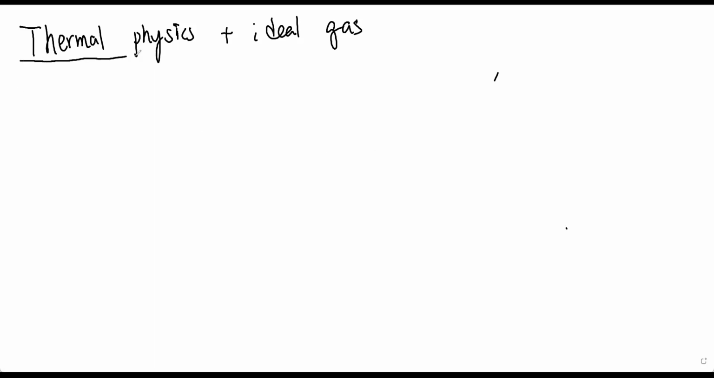Can you name one quantity that is the most important concept in this chapter? No, that's one quantity that relates the whole topic together. Yeah, that's the temperature. So you can say that thermal physics is a study of temperature. So first of all, let's see how we define the temperature.